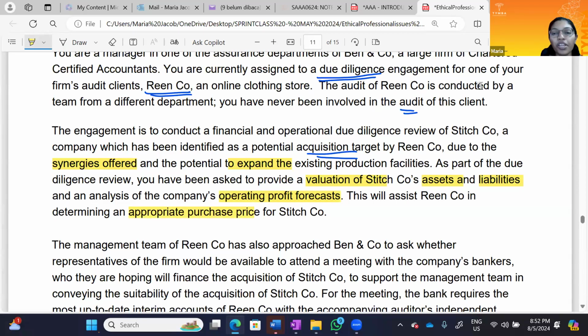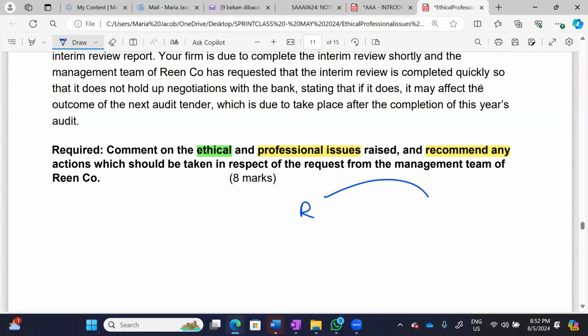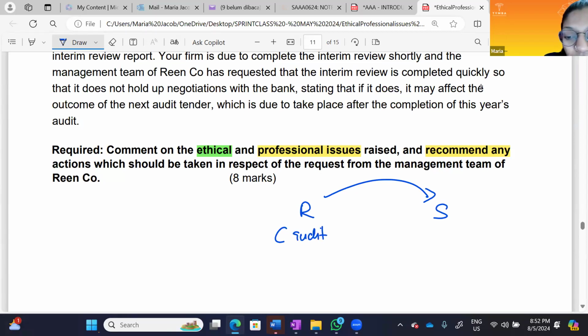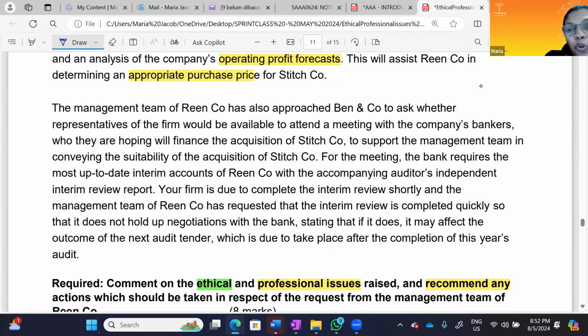Up to this point, it is clear-cut due diligence: Rinco is trying to buy over Stitchco, and Rinco is your audit client. Stitchco, they have not mentioned, so maybe it is not an audit client. The management team of Rinco has approached Banco to ask whether a representative of the firm would be available to attend a meeting with the company's banker.